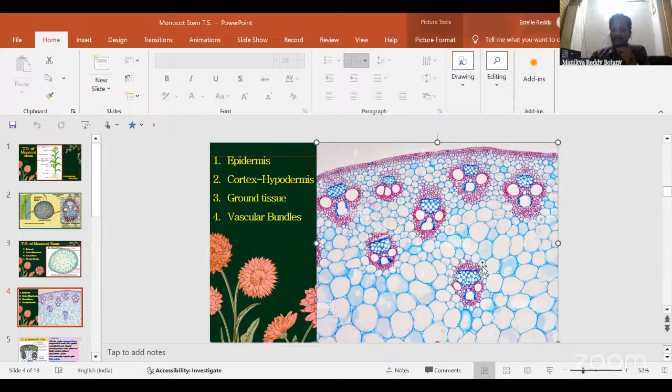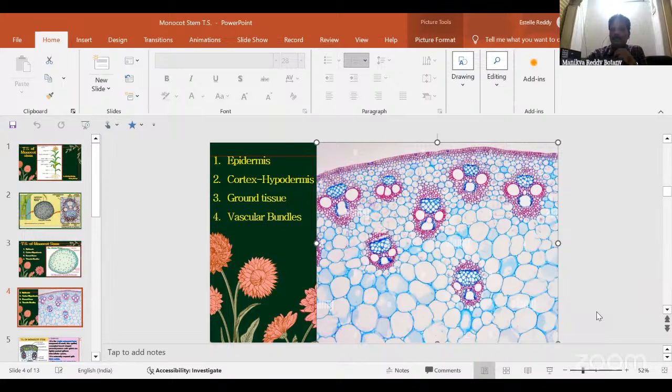In dicot stem, vascular bundles are conjoint, collateral, open type condition, and endarch condition. In monocot stem also, endarch condition. In dicot stem, vascular bundles are conjoint. Here also conjoint. There also collateral. Here also collateral. But there is a slight difference. In dicot stem, they are open type. In monocot stem, they are closed type.